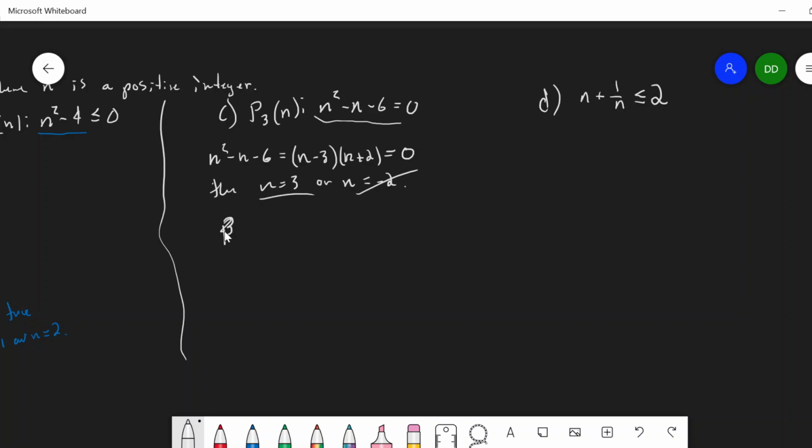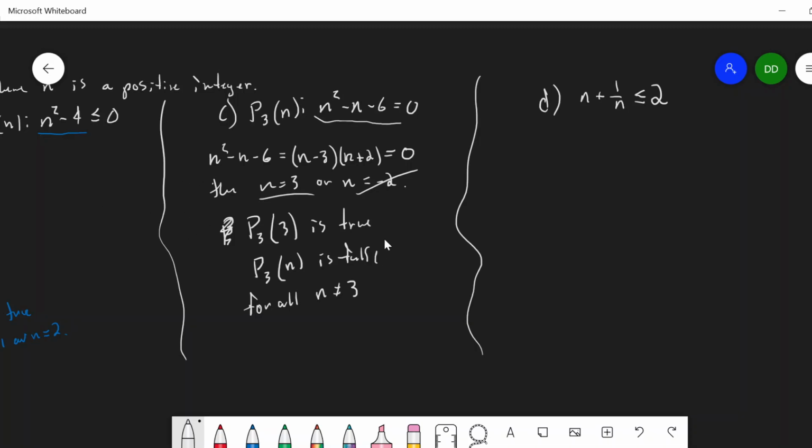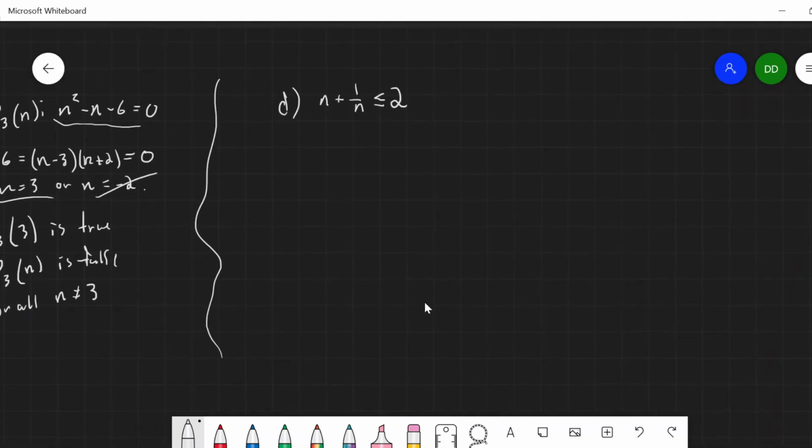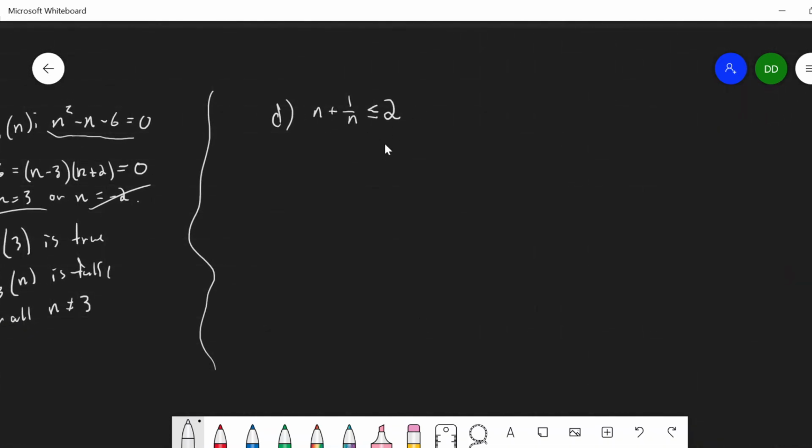So I could say here, maybe I'll write it a little bit differently than the last one, P3 of 3 is true, and P3 of n is false for all n not equal to 3. Positive integers n not equal to 3. Sorry, I'm not being consistent with my colors. I'll try a little harder. This last one's maybe a little bit challenging. N plus 1 over n less than or equal to 2.